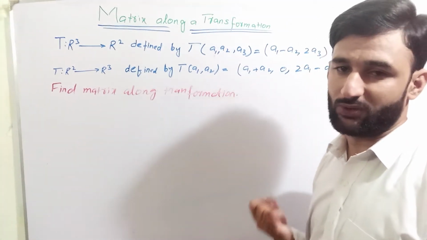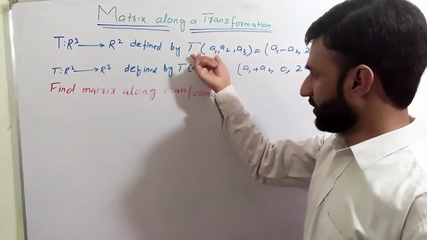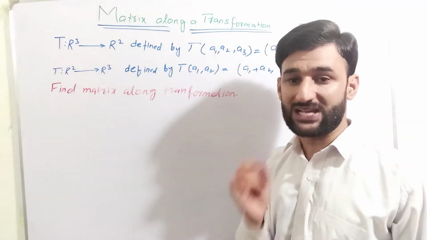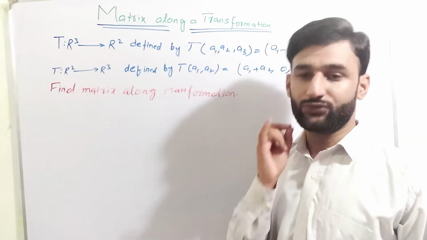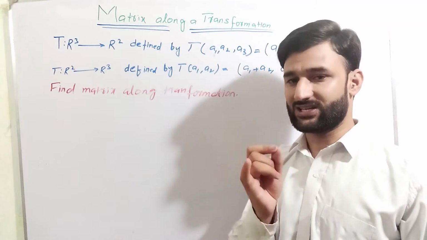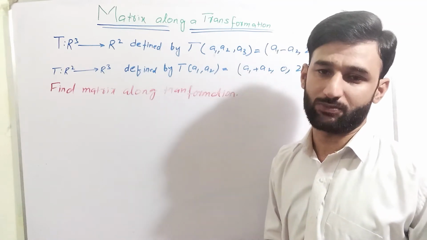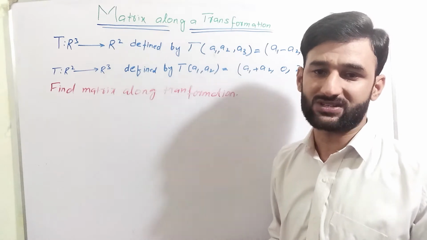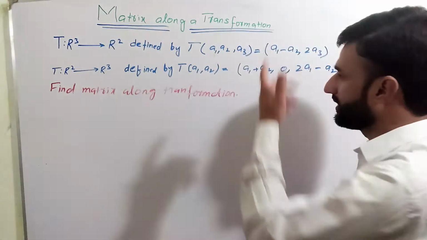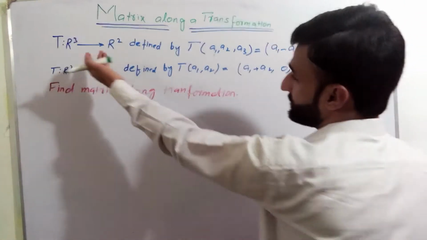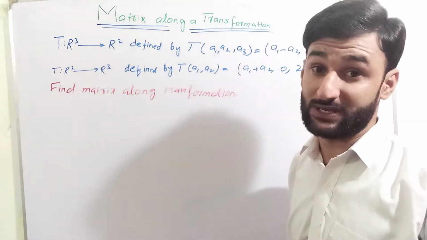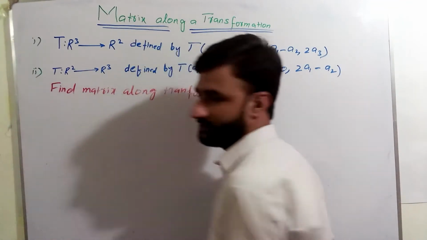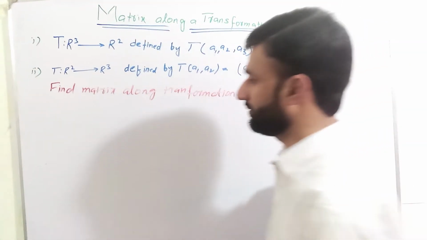Remember two things. Number one, if you have any sort of transformation, you must understand the standard basis of that transformation. If you know the standard basis, you can easily find the matrix along any transformation. For example, the first example is R2 to R3, and this is the first example, and this is the second example.